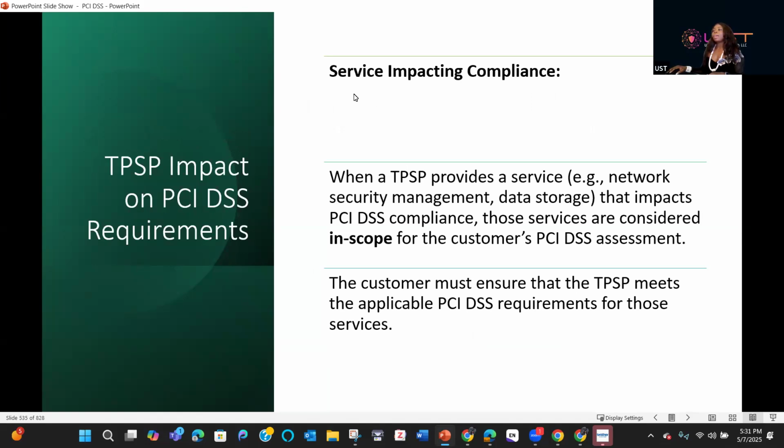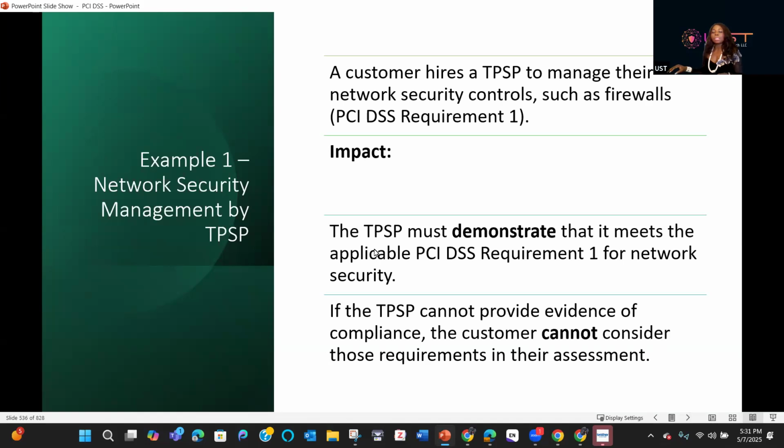Also, let's say you have a service impacting compliance. When a third-party service provider provides a service such as network security management or database or data storage that impacts PCI DSS compliance, those services are by default considered in scope for your customer's PCI DSS assessment. And with that, the customer must also ensure that the third-party vendors meet the applicable PCI DSS requirements for those services.